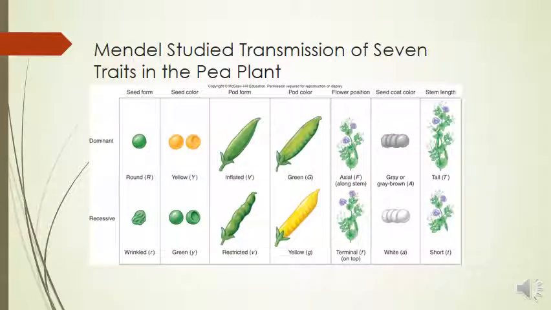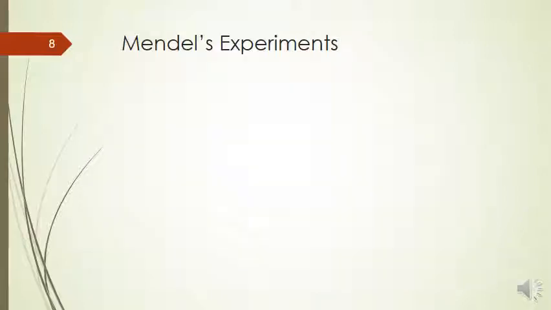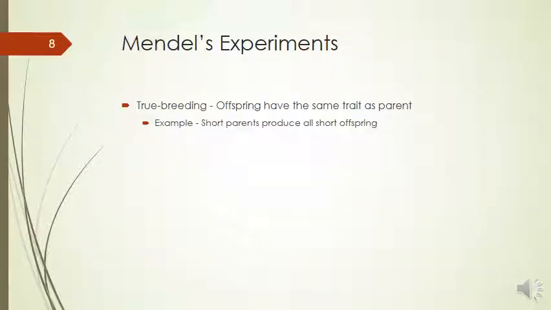What you can see in this slide here are the traits that Mendel studied. He studied the transmission of 7 traits in the pea plant. Each trait had 2 easily distinguished expressions, or phenotypes. In Mendel's experiments, true breeding was where the offspring had the same trait as a parent. An example is short parents produce all short offspring. The observed trait is dominant. The masked trait is recessive.